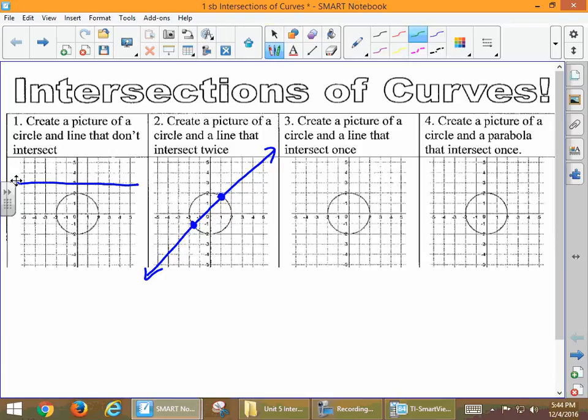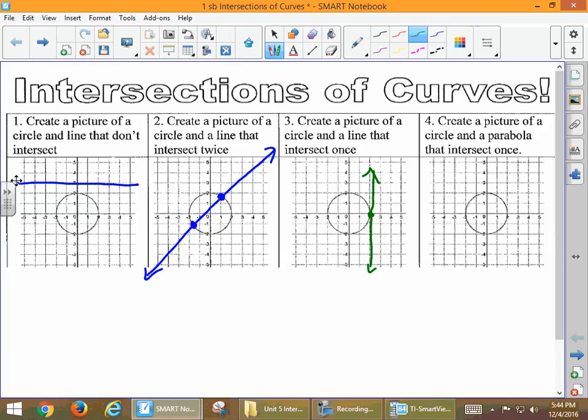If we create a picture of a circle and a line that intersect once, we could have it intersect right here. And sorry about the disorientation of the board, but we're trying to make it intersect only once there, so I was trying to draw a vertical line.